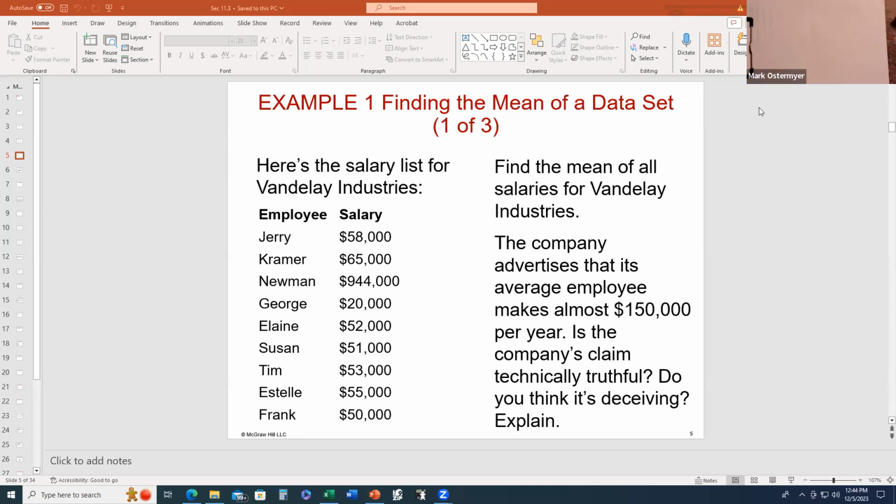Okay, so for instance, Jerry is an employee at this company, and Jerry made a salary of $58,000. I don't know. This seems like it might be dated when you look down through these salaries here. I don't know how recent this is here, but suppose these are salaries of these employees. Suppose you want to find the mean of these salaries here.